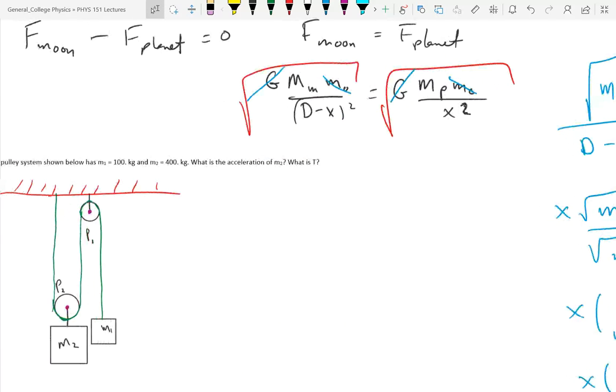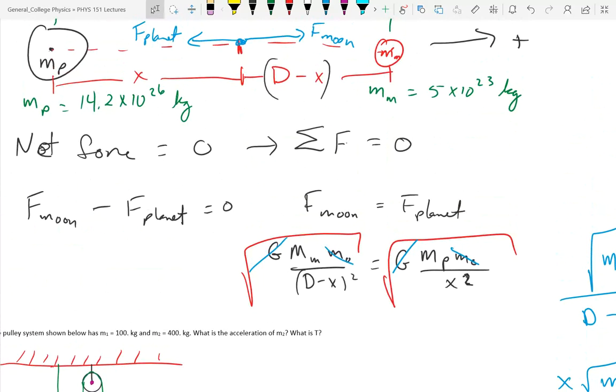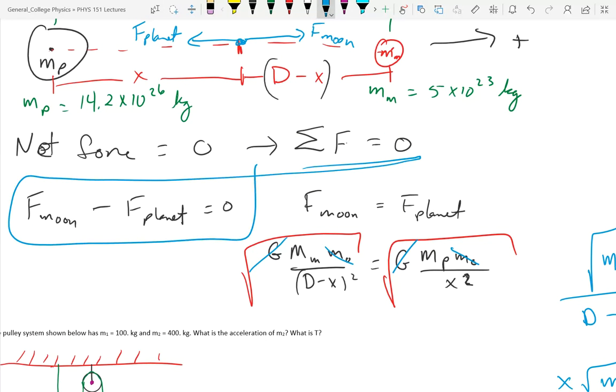Well, it came from what I just said. Sum of the forces is 0. I looked at my free body diagram and I put them in. And so then I rearranged this equation to get to this equation. And then I substituted what force moon was and what force planet was. Right, so there was no guesswork once I had identified net force as 0. I just plugged in and chugged.